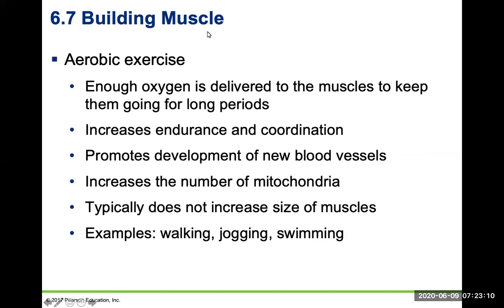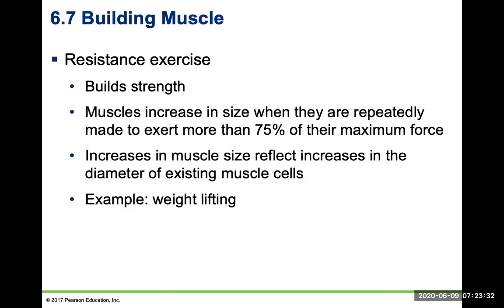Aerobic exercise is where enough oxygen is delivered to the muscles to keep them going for long periods. It promotes the development of new blood vessels. It increases the number of mitochondria, so you're able to create more ATP. And examples of aerobic exercise are walking, jogging, and swimming. They typically do not increase the size of your muscles, though.